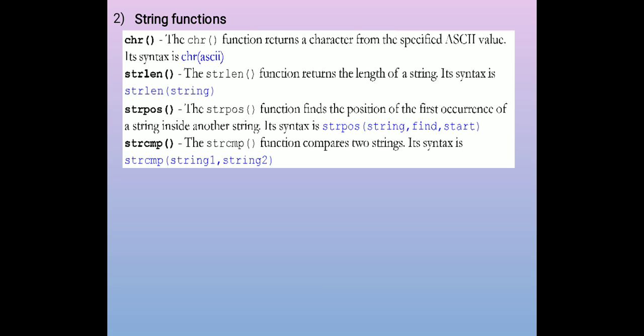The next is strlen(), used to return the length of a string, and the syntax is strlen(string name). The third one is strpos(). It finds the position of the first occurrence of a string inside another string, and the syntax is strpos(string1, find, start). And the fourth one is strcmp(), used to compare two strings, and the syntax is strcmp(string1, string2). Consider an example.